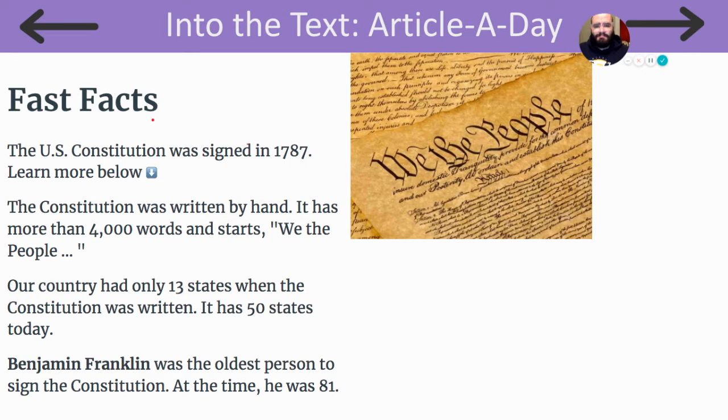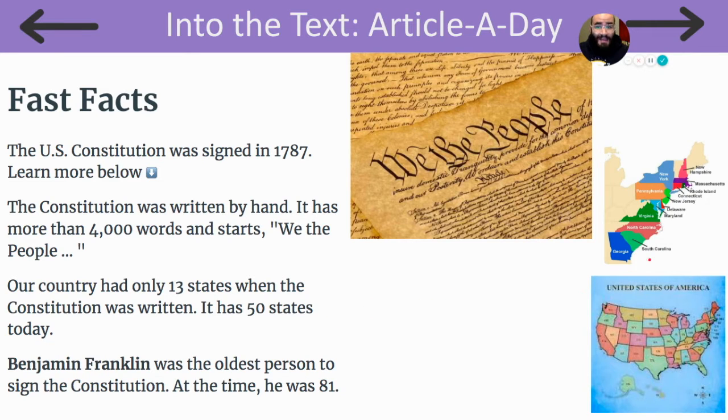Fast facts. The U.S. Constitution was signed in 1787. Learn more below. The Constitution was written by hand. It has more than 4,000 words and starts, We the People. Here on the right, we see the U.S. Constitution, which was written in 1787 by hand. Our country had only 13 states when the Constitution was written. It has 50 states today.